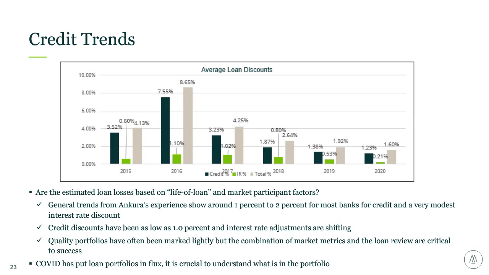Okay, as we move to the next slide, what you can see is what we have seen in our market with our clients as far as average loan discounts, okay? First of all, as we talk about, they have to be life of loan, market participant factors. And since 2015, with one exception, which was a weird situation caused by New York City taxi medallions, these trends have been shrinking down, as the questioner raised a little earlier. We've gone from 352 back in 2015 as the average credit discount to down to 123.